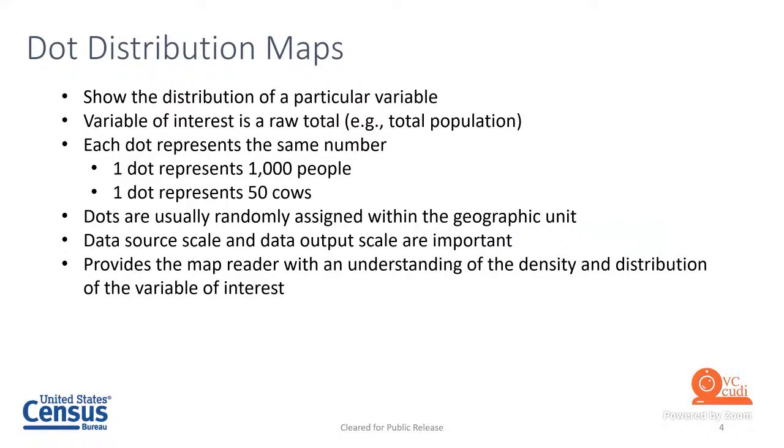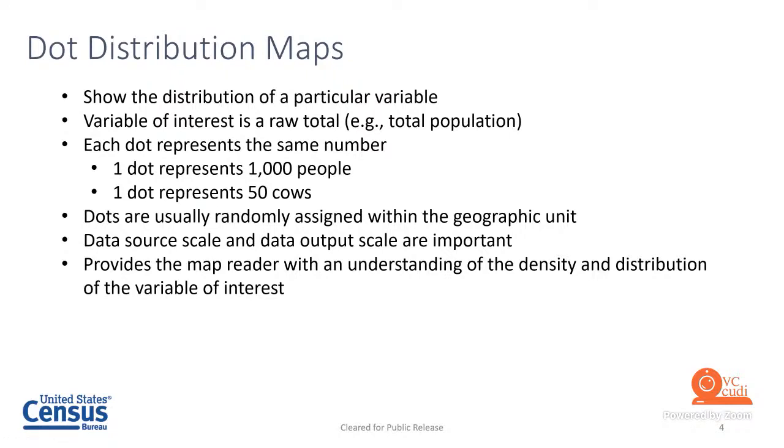The first type of thematic map that we'll discuss is the dot distribution map. Dot distribution maps may be a good choice if we want to show the distribution of a particular variable and the variable of interest as a raw total. On a dot distribution map, each dot does represent a static value.